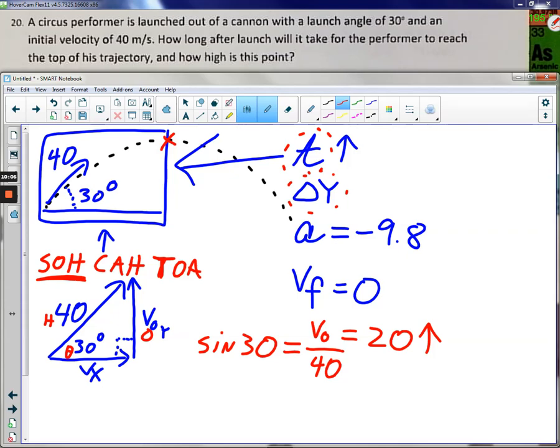We don't have to have the X for this. I mean, if we wanted to find it, we could use the Pythagorean theorem to find it, sure. Okay? But we have enough now to find time, and then we have enough to find delta y. Or find delta y and then find time if you can find a way to do that.